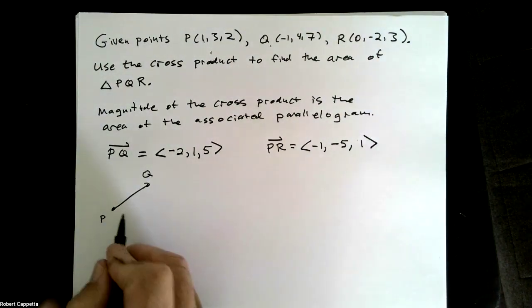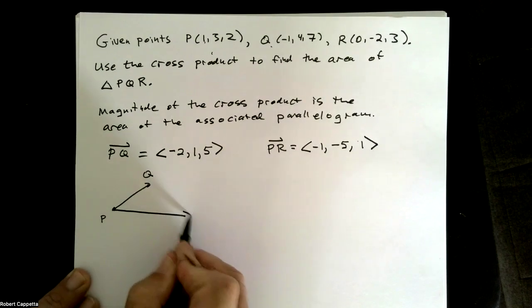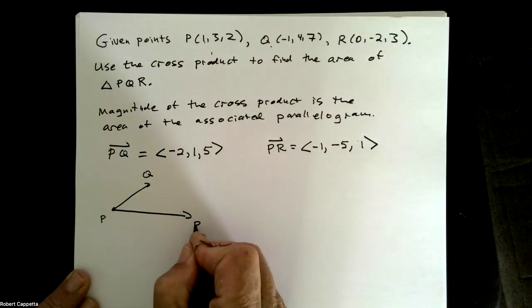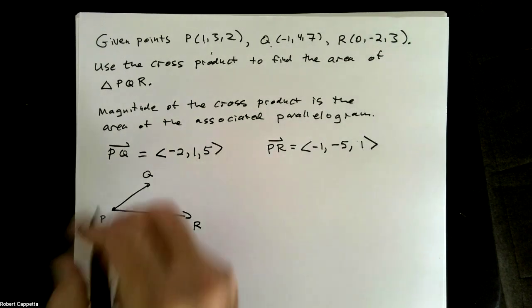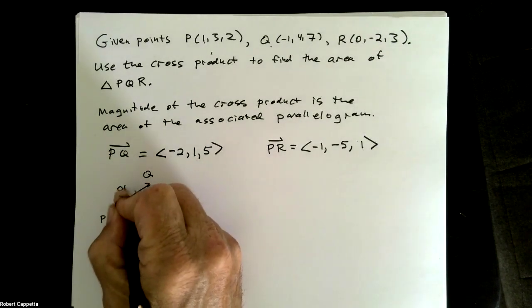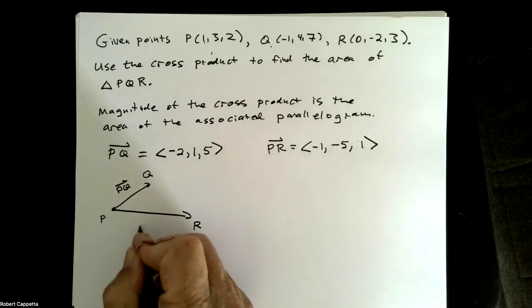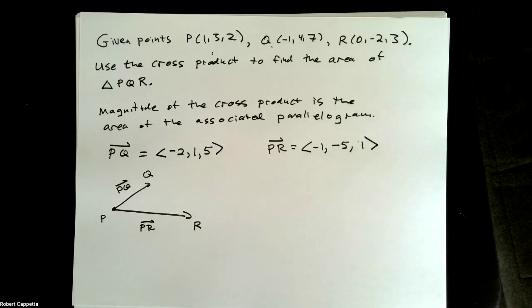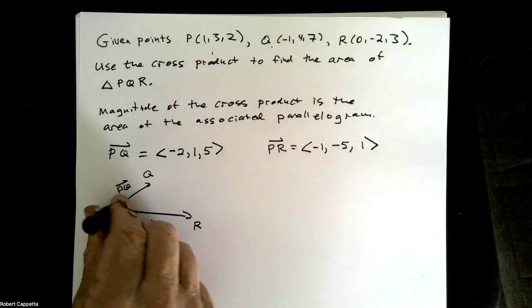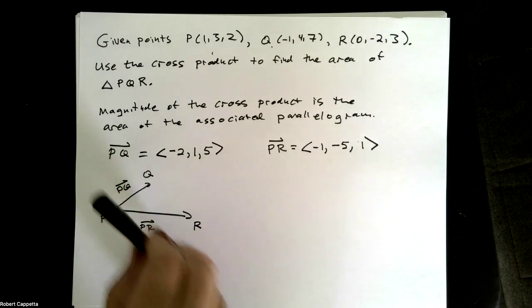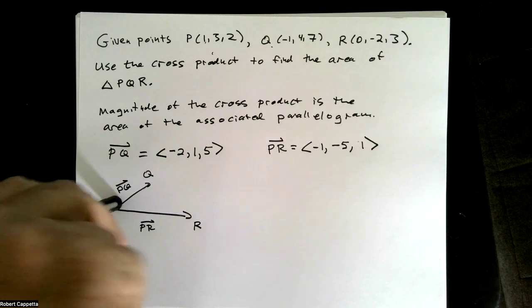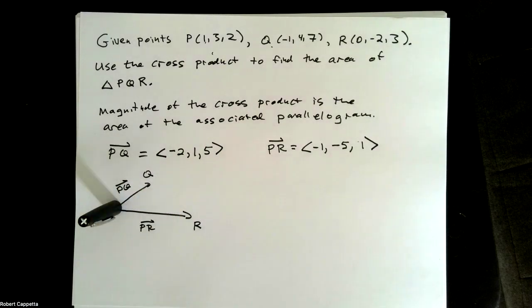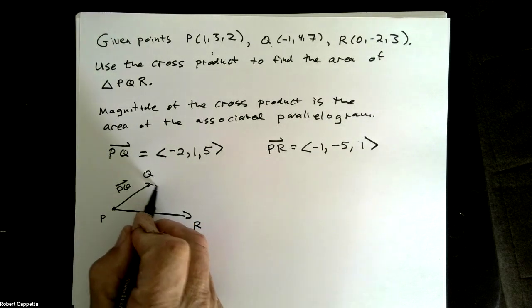And how can we visualize that? Let's go ahead and say that's the vector PR. So we have the vector PQ here, and we have the vector PR here. Now, what the cross product will do, it will give us a vector orthogonal to both. So we think about this standing straight up relative to this plane that PQ and PR are in. Of course, in three space, not quite exactly the same. But the magnitude of the cross product gives us the area of the parallelogram.